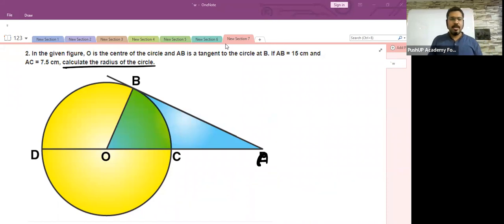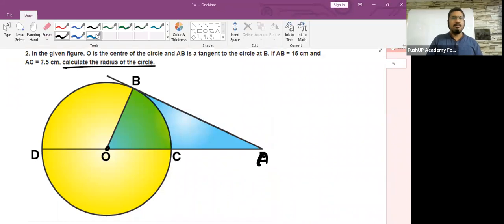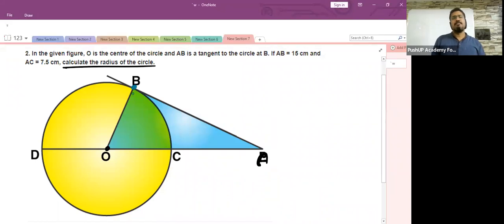It's very easy, children. What happened? What is O? O is the center of the circle, right? Then OB is what? The radius. What is AB? AB is the tangent. How much is the angle created between? It is 90 degrees. So what kind of a triangle is triangle OBA? It's a right angle triangle, right? Now, AB is how much? 15 centimeters. The height is 15. Then AC is how much? 7.5.